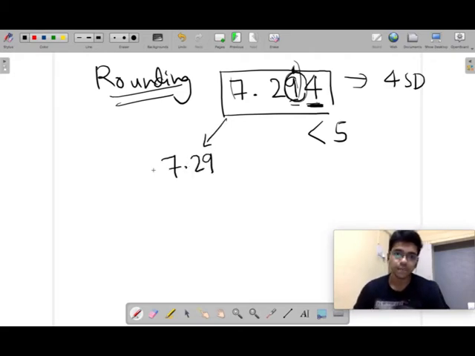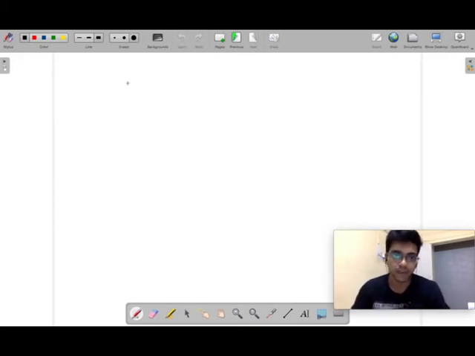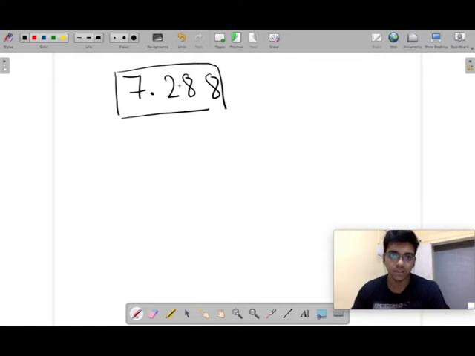Okay. Now, if this number, instead of 4, was a number greater than 5, then you add 1 to this number. Okay. So let me take another example. If I give you, say, 7.288, okay, and I need to round this number, it has 4 significant digits, to say 3 significant digits, only till this portion. I look at the number which follows the number to be rounded. So that is 8, which is greater than 5. So I'm going to add 1 to this number and report my answer as 7.29.